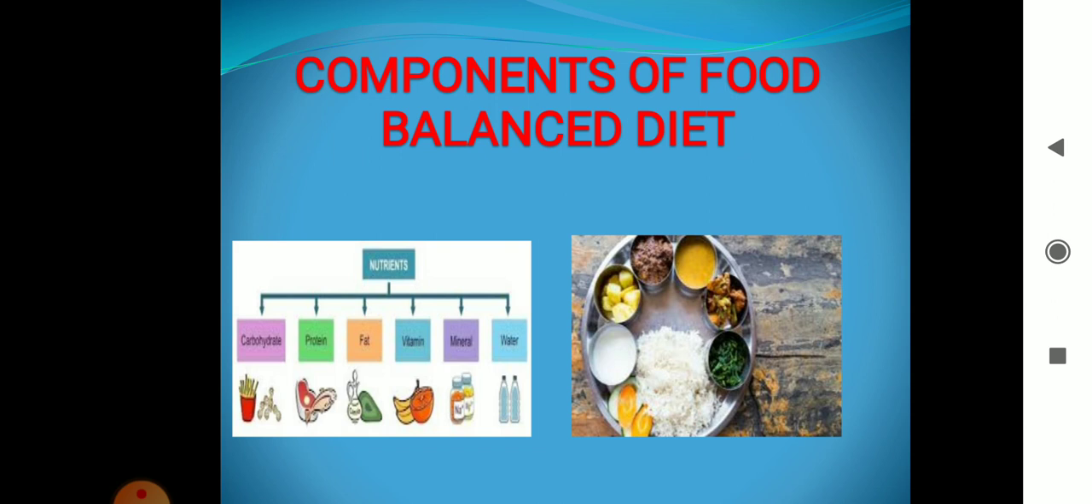So all these nutrients should be used in proper proportion. It's not that if you like only one particular type of food, you should eat only that. You should eat all the different types of food because each food item contains different nutrients, and in proper amount. So this is called balanced diet. Balanced diet means all the nutrients are in proper proportion, and our body needs a balanced diet to remain healthy.